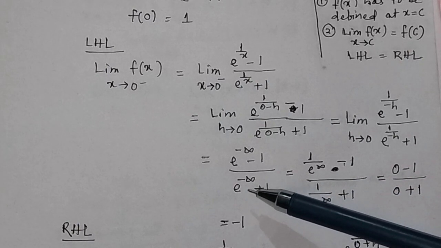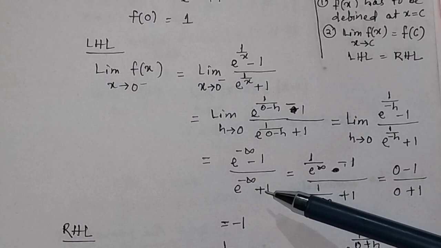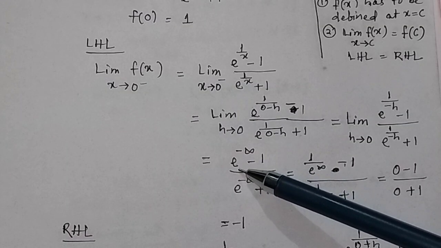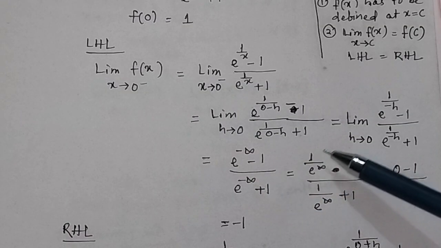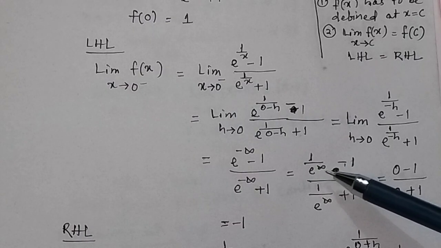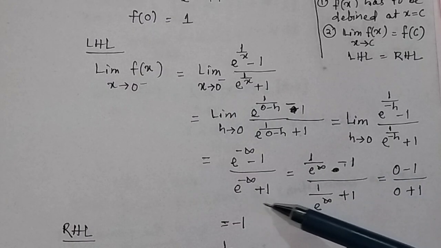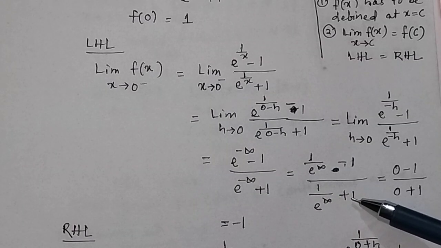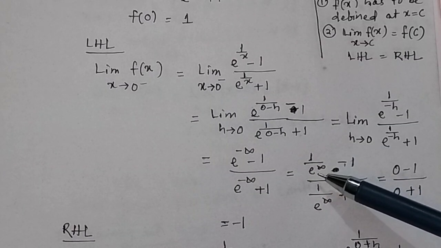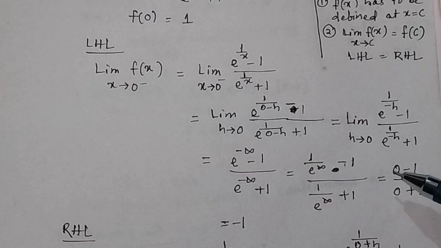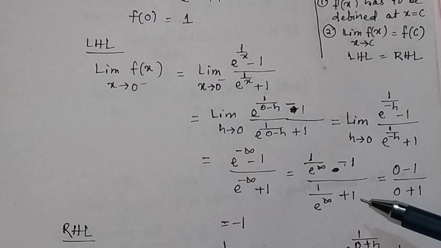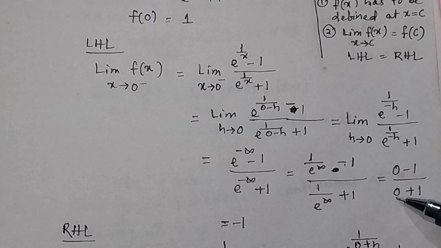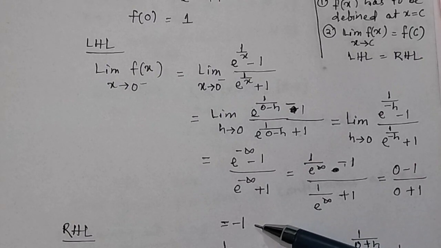So in the denominator, e to the power minus infinity plus 1. Now e to the power minus infinity, you can write as 1 divided by e to the power infinity, minus 1, and in the denominator also 1 divided by e to the power infinity, plus 1. e to the power infinity is equal to infinity, and 1 by infinity is equal to 0. So in the numerator you have 0 minus 1, and in the denominator you have 0 plus 1. So minus 1 divided by plus 1 will be equal to minus 1.